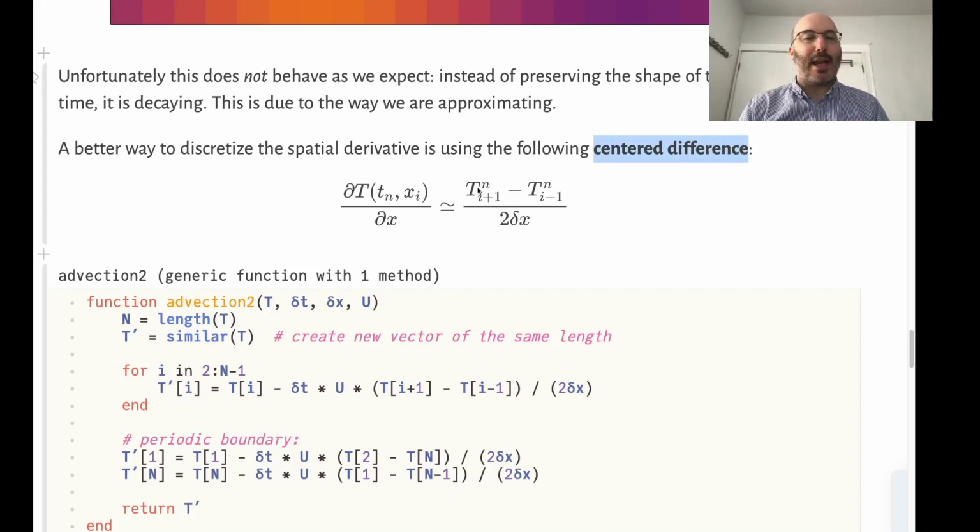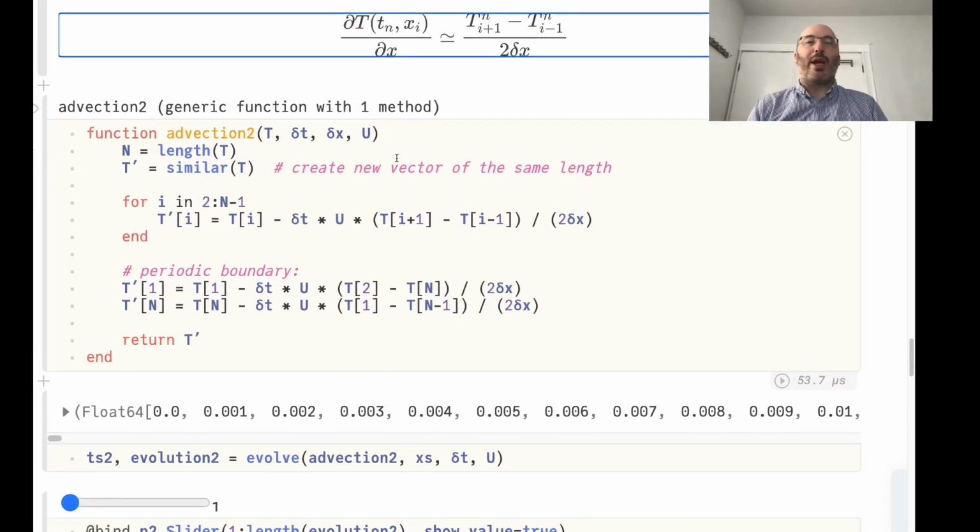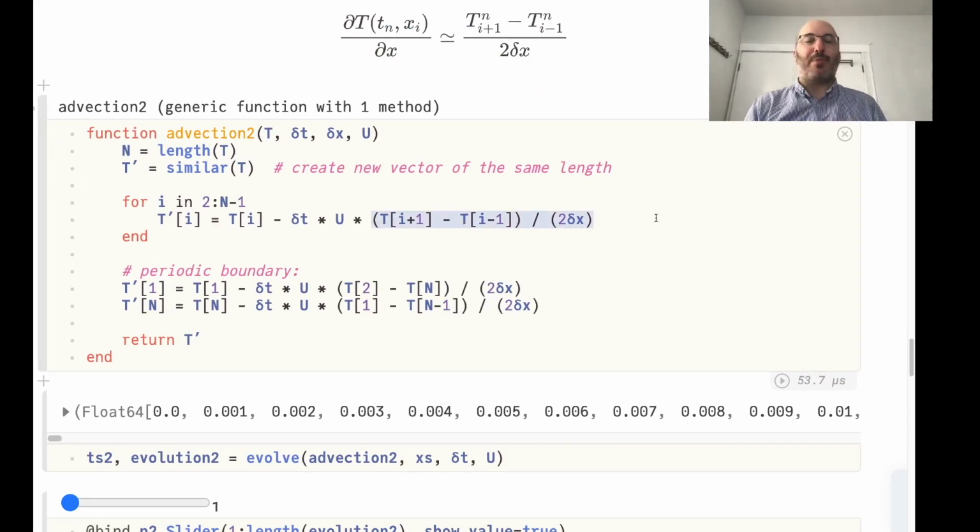So you see that instead of the difference between the temperature at cell I plus 1 and the temperature at cell I, we now have the difference between temperatures in cells that are spaced 2 cells apart. And this gives a more accurate approximation of the partial derivative. Okay, so we can implement that just by replacing the expression that we had with this new expression for the derivative.